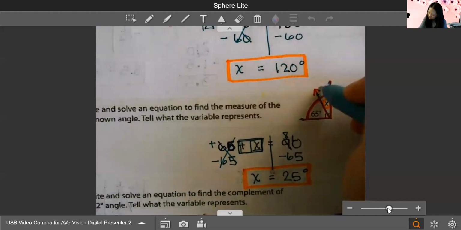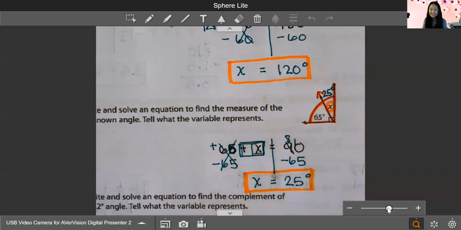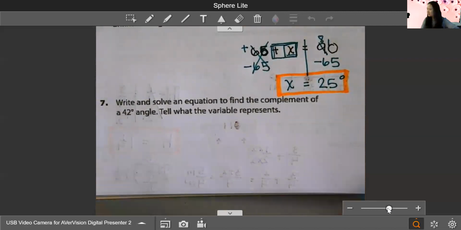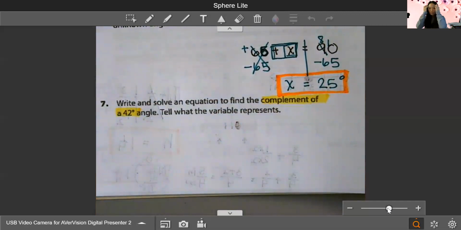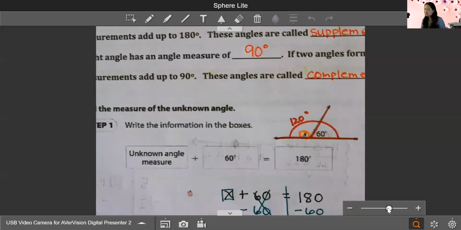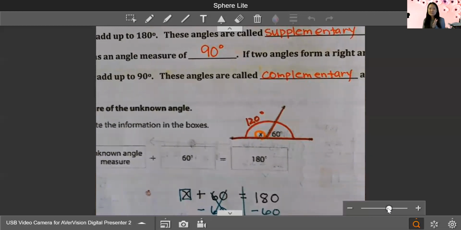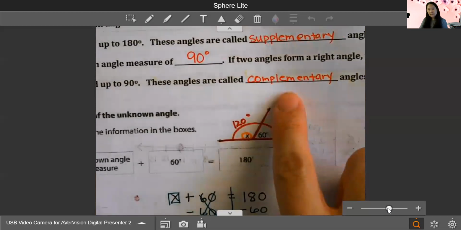So then if I put 25 degrees here, and if you do 65 plus 25, you get 90 degrees. Last one. Write and solve an equation to find the complement of a 42-degree angle. Tell what the variable represents. Well, you know how above I said, if two angles add up to 90 degrees, two angles make a right angle, they are called complementary angles.